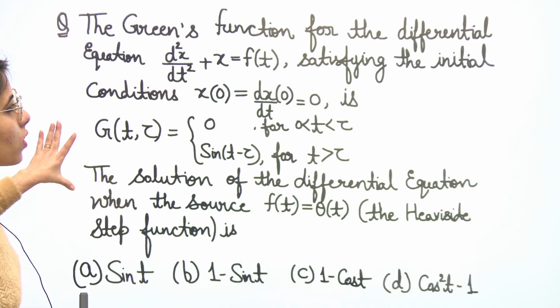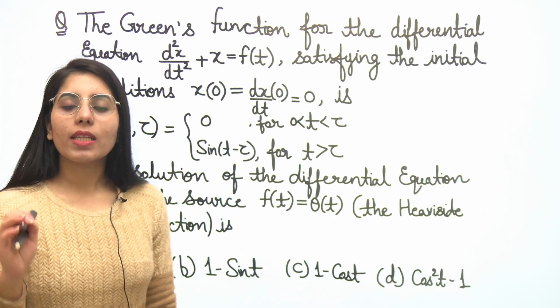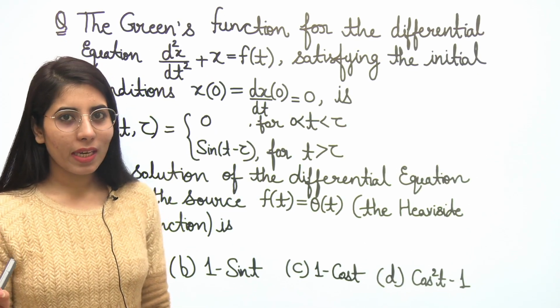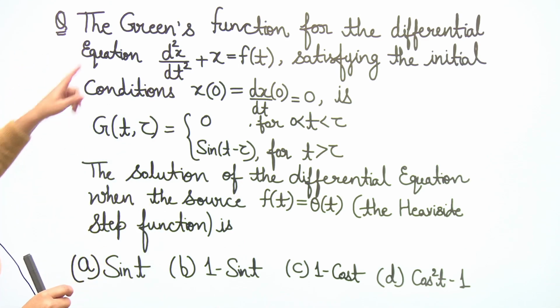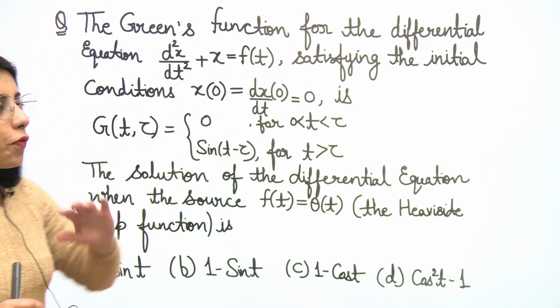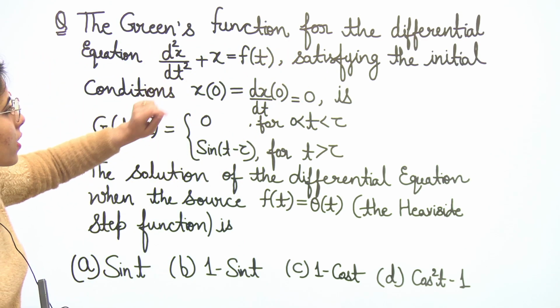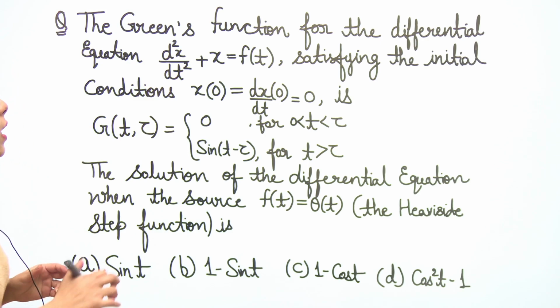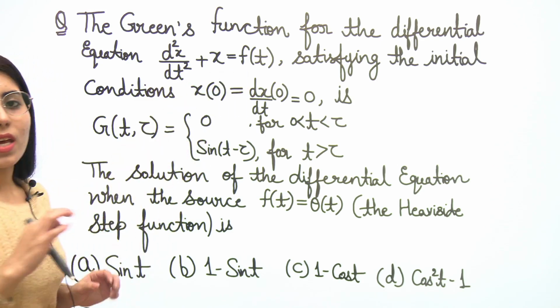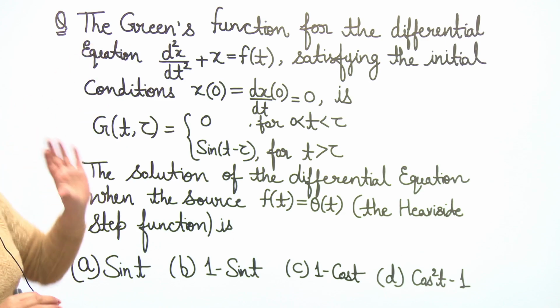So this is the question which has been asked in the CSIR NET 2020 exam. Now the question is: the Green's function for the differential equation d²x/dt² + x = f(t). Okay, this information has been given.